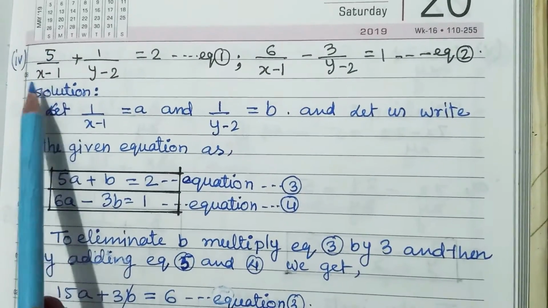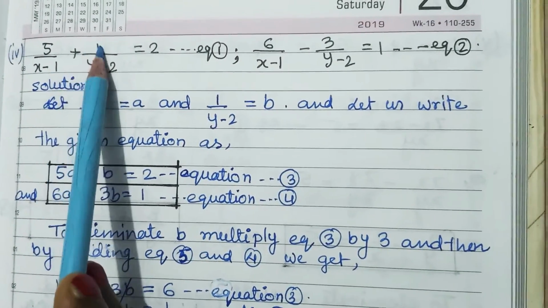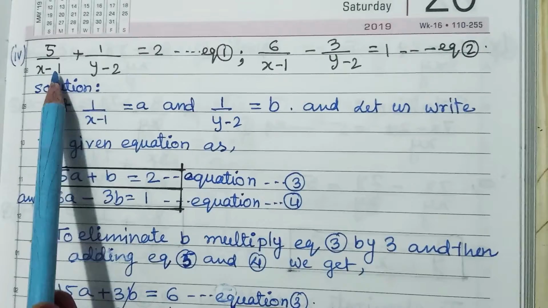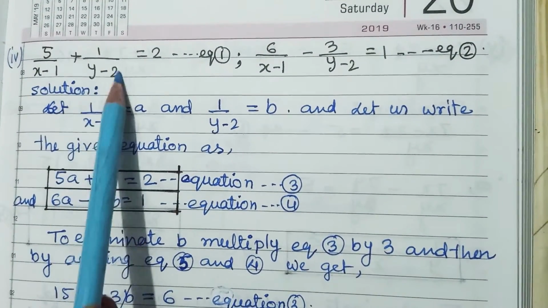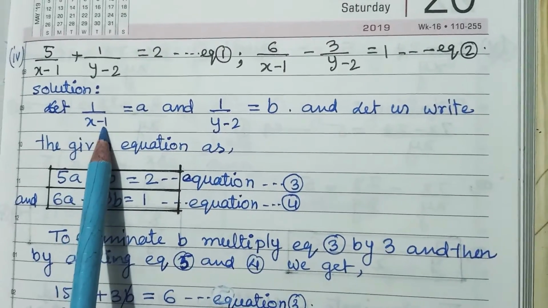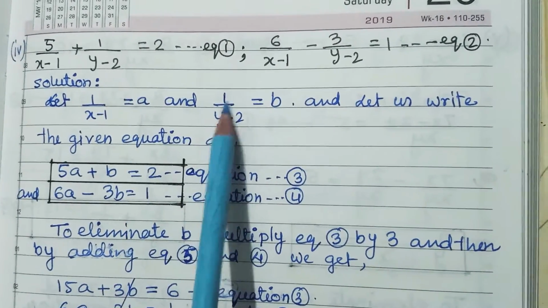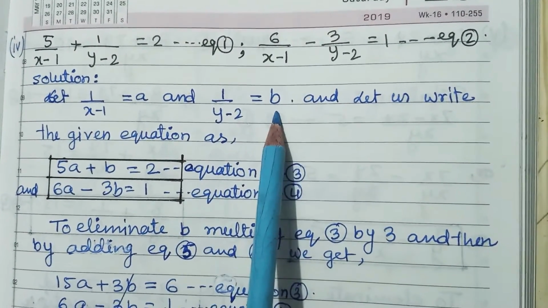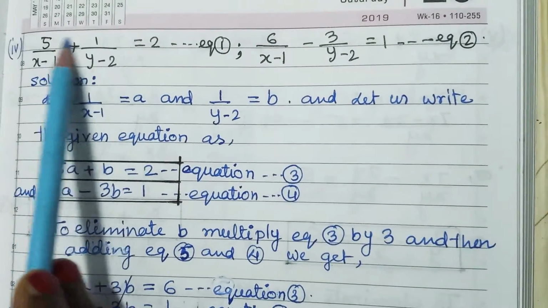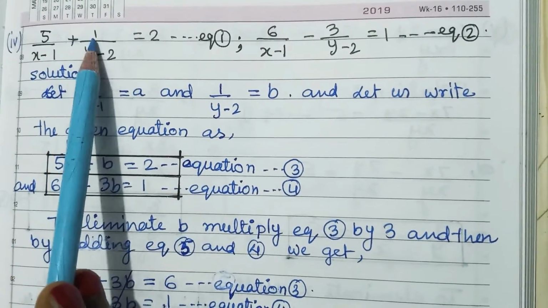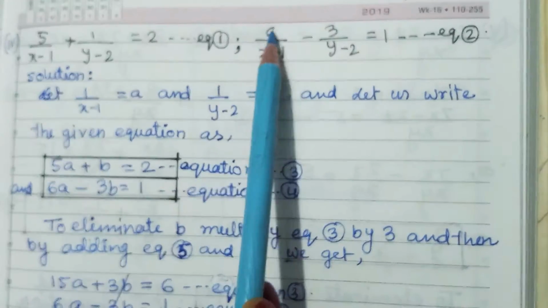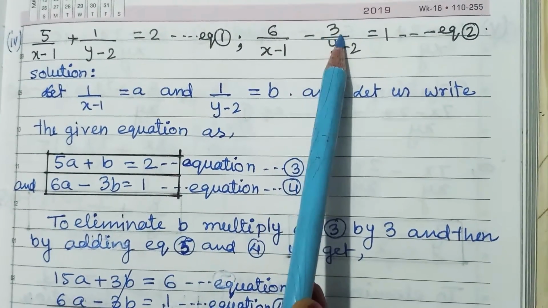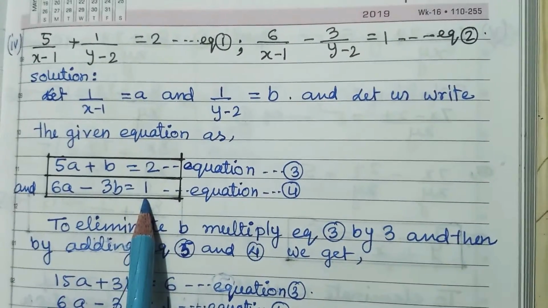Now 5 upon x minus 1 and 1 upon y minus 2. This part you have to take as a and this is b. So 1 upon x minus 1 is equal to a and 1 upon y minus 2 is equal to b. This equation will change to 5a plus 1b is equal to 2, and this is 6a minus 3b is equal to 1. It is the second equation.